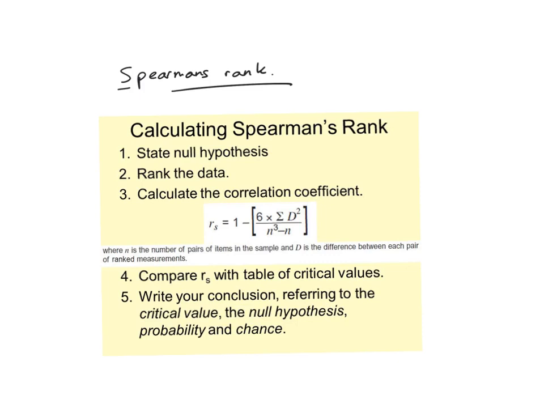You compare your rs value, your Spearman's rank value, to your critical value data table, and then you can write your conclusion referring to your null hypothesis, whether that's positive, whether it's negative, etc. We can accept it, we can reject it.